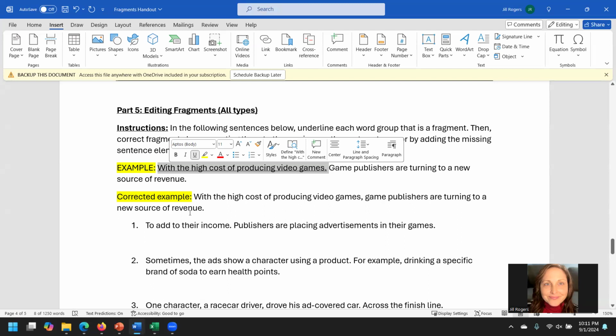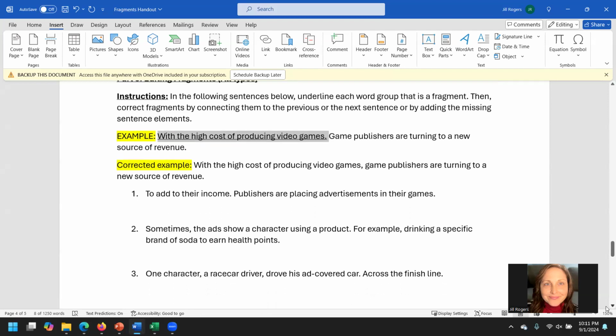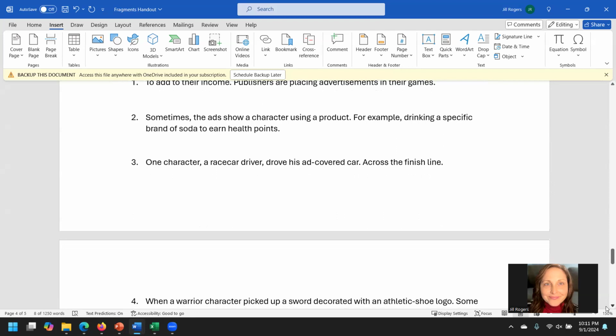Okay. So here, let's do number one together: to add to their income. That is a fragment, right? Missing a subject, missing a verb, missing a complete thought. All right, and you could find them pretty easily, I think. Be careful. Let's just go ahead and do two.